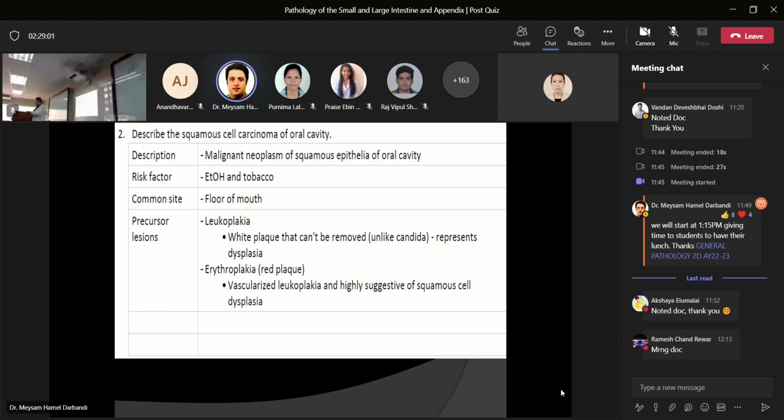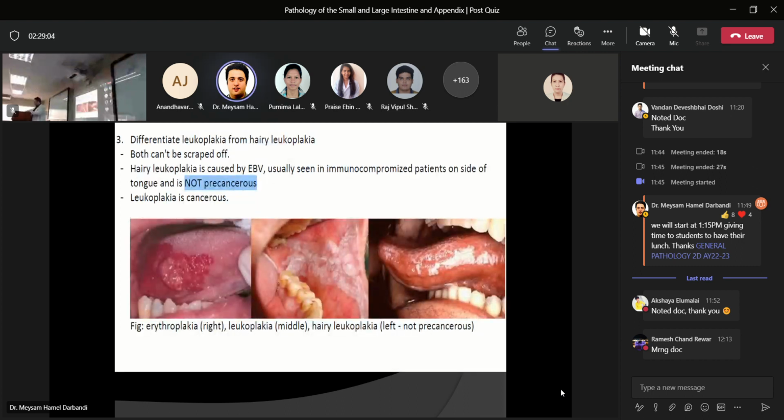Do we have it? Yeah, there. In the lateral side of the tongue, do you see it? That's also very important. I forgot to tell. So hairy leukoplakia is caused by Epstein-Barr virus, usually seen in immunocompromised patients, on the side of the tongue, and is not precancerous. Leukoplakia is cancerous. Can you differentiate hairy leukoplakia from leukoplakia?